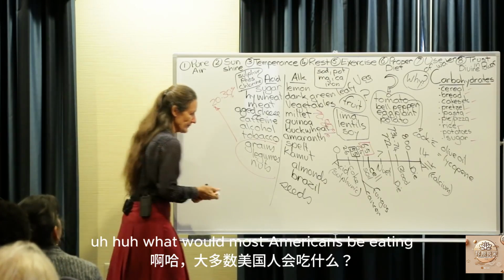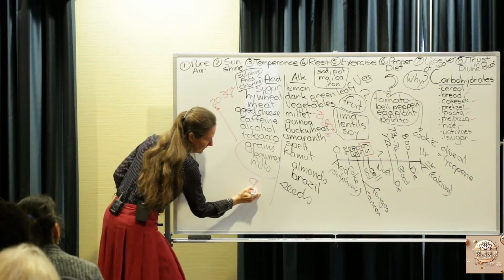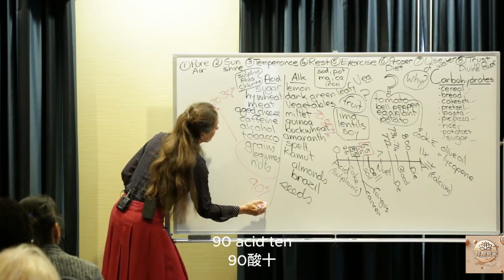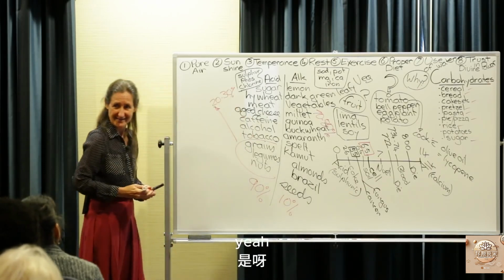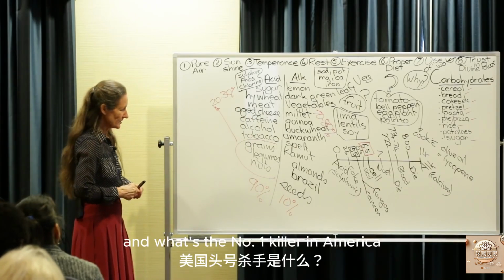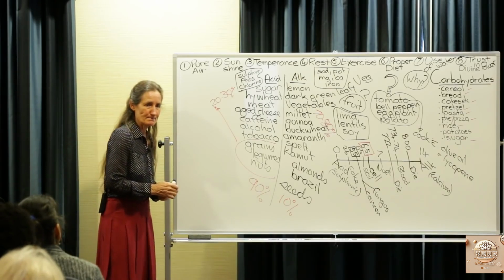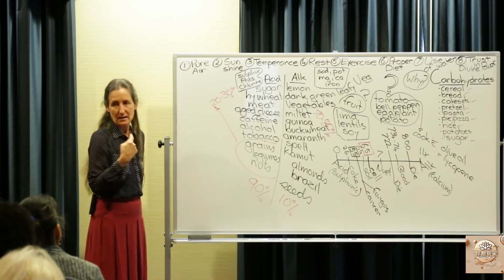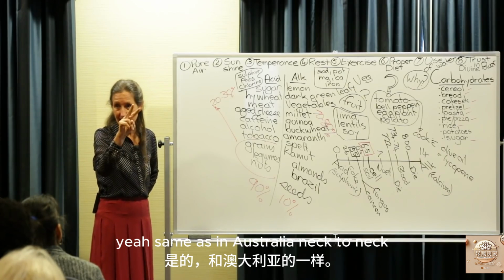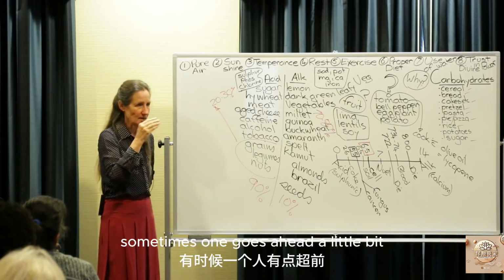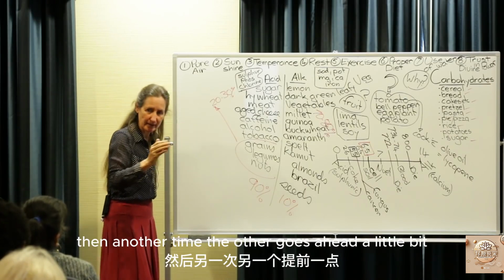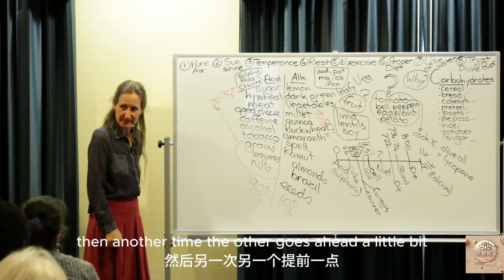What would most Americans be eating? 90 acid, 10, yeah? And what's the number one killer in America? Heart disease and cancer, neck to neck, yeah? Yes. Same as in Australia, neck to neck. Sometimes one goes ahead a little bit, then another time the other goes ahead a little bit.